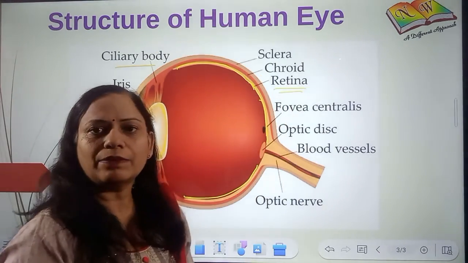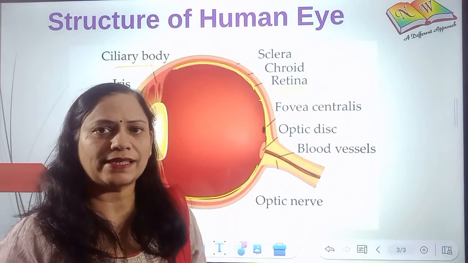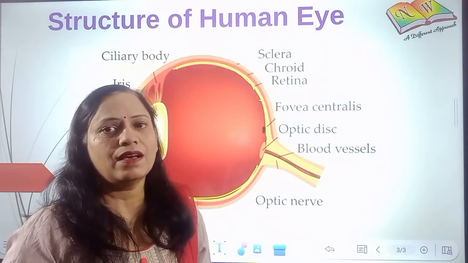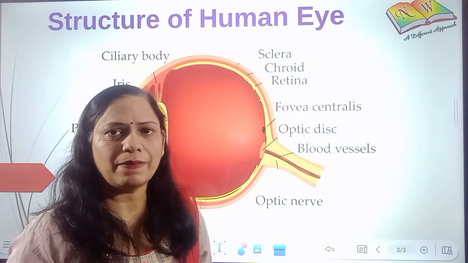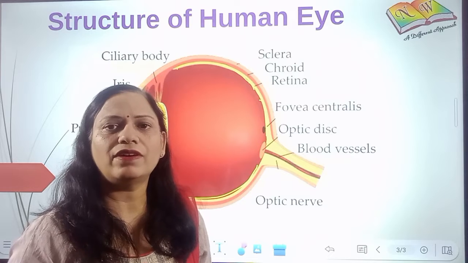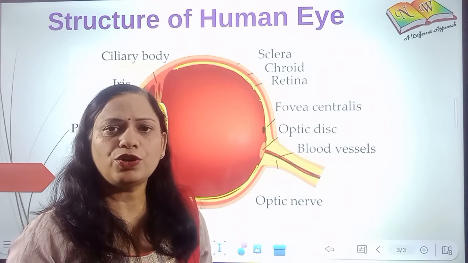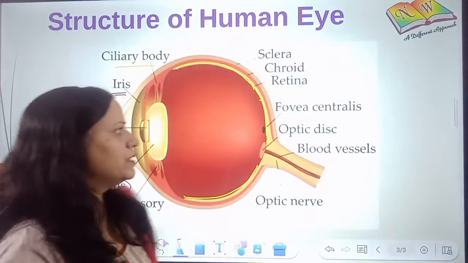cells. We call them the rod cells and the cone cells. The rod cells help you in sensing the brightness of light, and the cone cells help you in judging the colors, different colors. People who are colorblind are colorblind because they have a comparatively lesser number of cone cells in their eyes, due to which they are not able to distinguish between similar colors. So this is the retina.